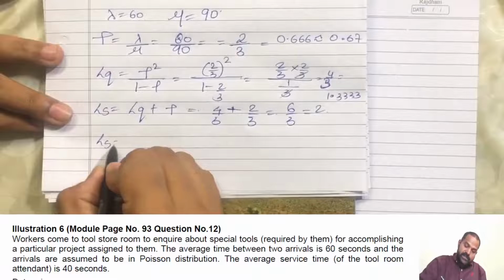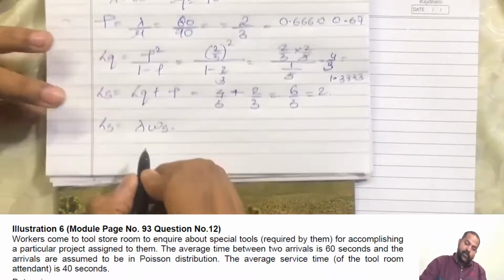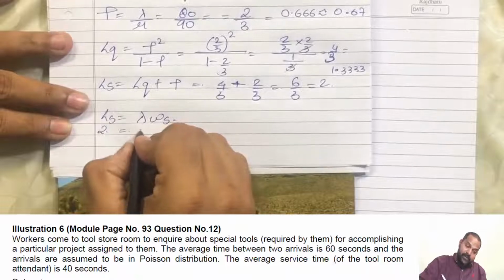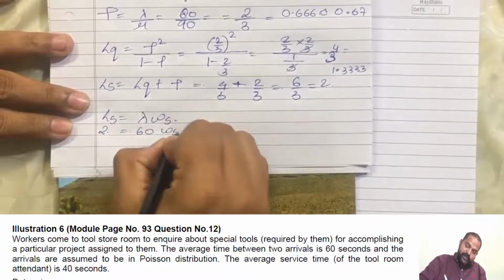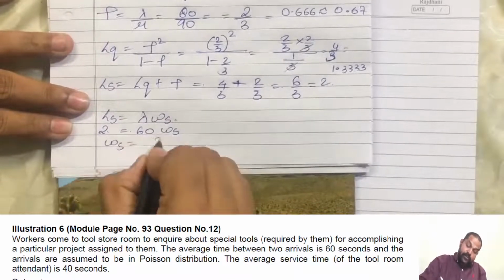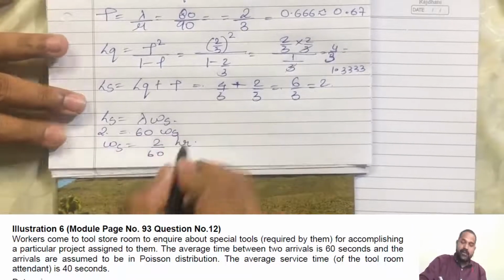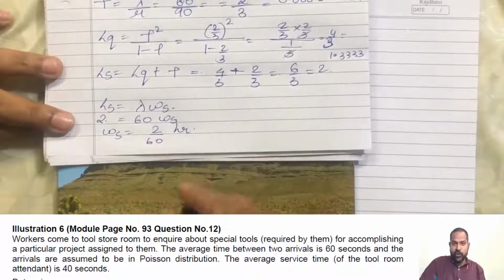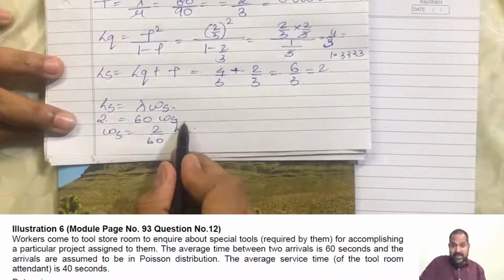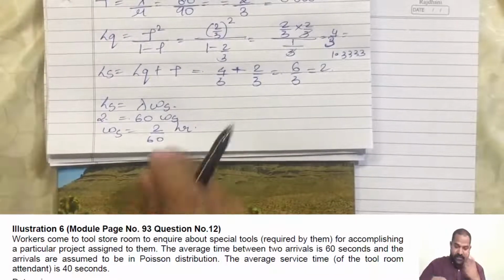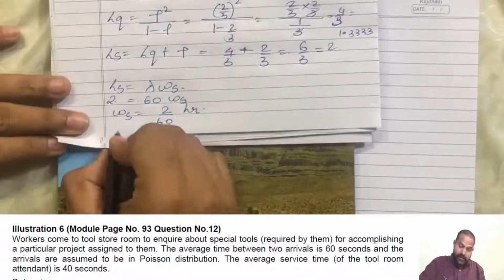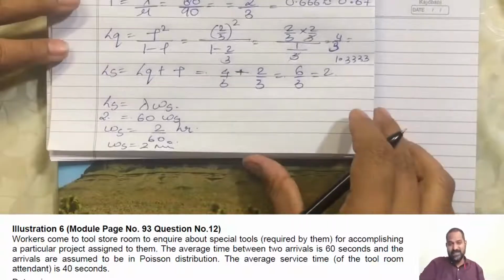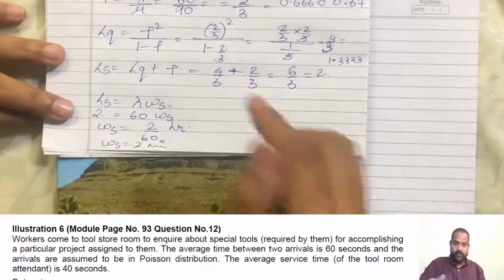The length of the system is lambda into the waiting time in the system. Length of the system is 2. Lambda is 60. So waiting in the system is 2 by 60 hours. I don't have place to write because I want to write WQ here. When I multiply this by 60 to change it to minutes, can I say 60 will get cancelled? So waiting in the system is 2 minutes. 2 by 60 hours is 2 minutes.